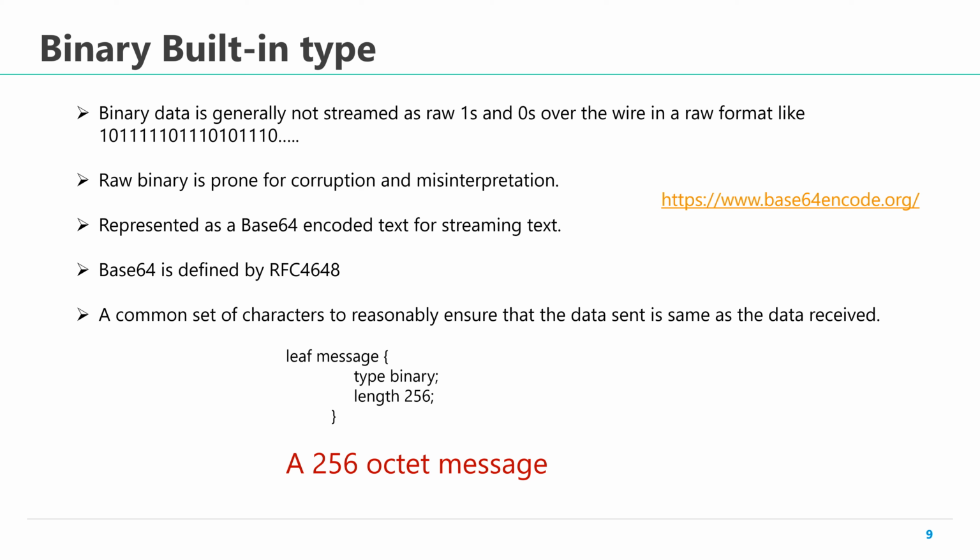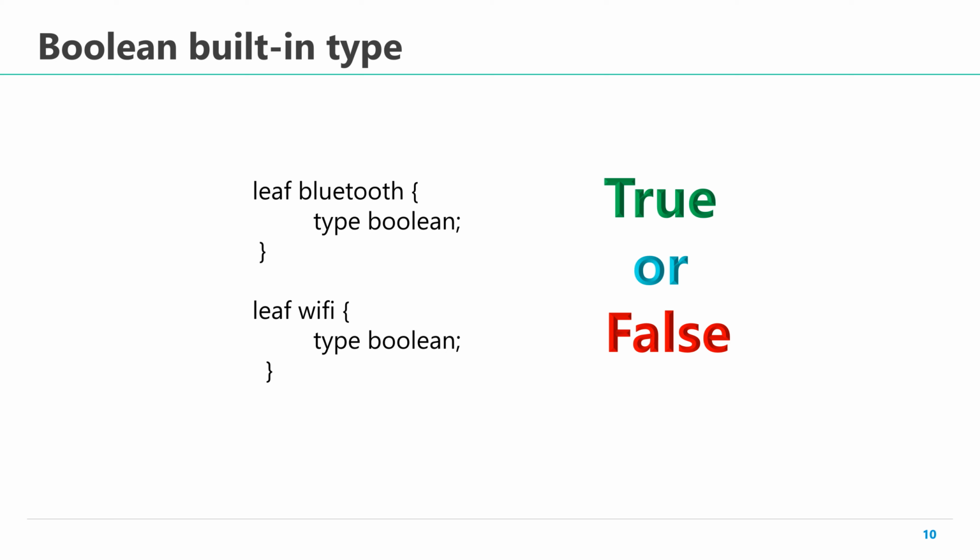We will not go into the detail of what base 64 encoding is and how it is done, as it is out of scope for the topic which we are discussing. You can refer to RFC 4648 for more details. I have also given a sample website that is available. You can look at it to see how a binary string is represented in base 64 format, and that will help you understand more. The final type is the simplest type, which is Boolean.